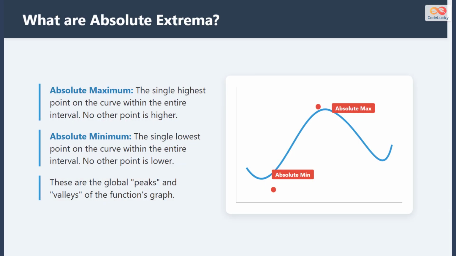First, let's define what we mean by absolute extrema. The absolute maximum is simply the highest point on the graph within a specific interval. Conversely, the absolute minimum is the lowest point. These are the global peaks and valleys of our function.